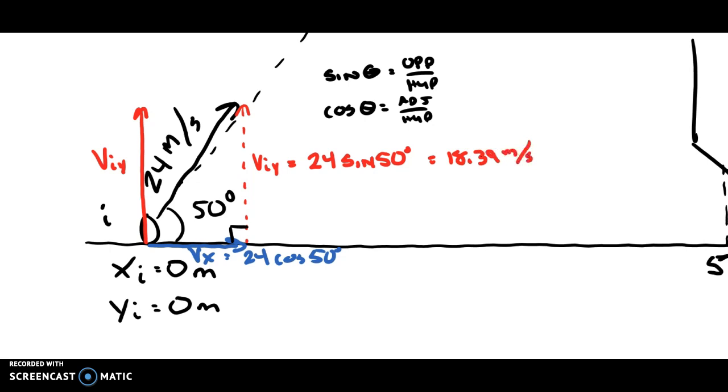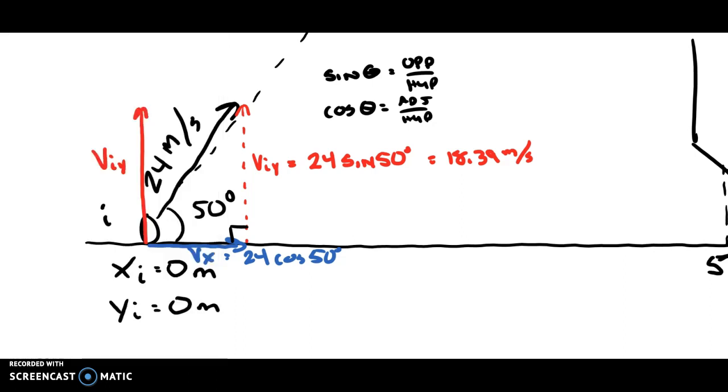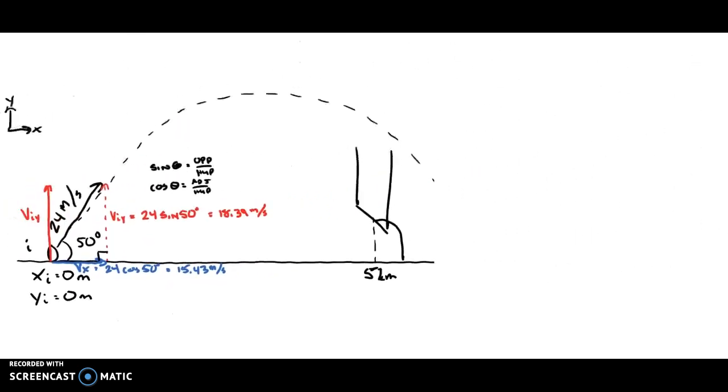So effectively what we're saying, when we throw this at 24 meters per second at 50 degrees above horizontal, it's no different than throwing a ball vertically at 18.39 meters per second up and down. That ball will go the same height and will be in the air just as long. And in the x direction, we have the same equation except with cosine. 15.43 is the velocity in the x, which says if I rolled that ball along the ground at 15.4 meters per second, it would reach the end at the same time that this kicked ball reaches the end.